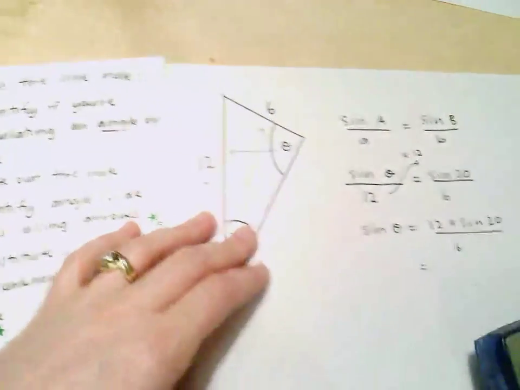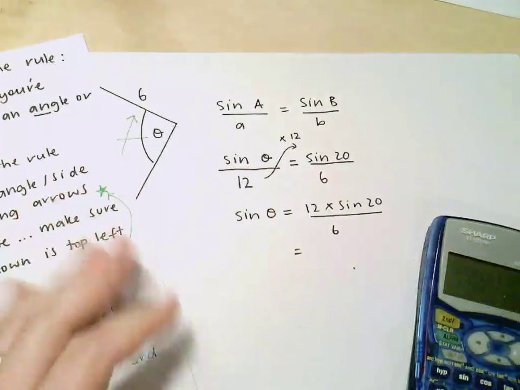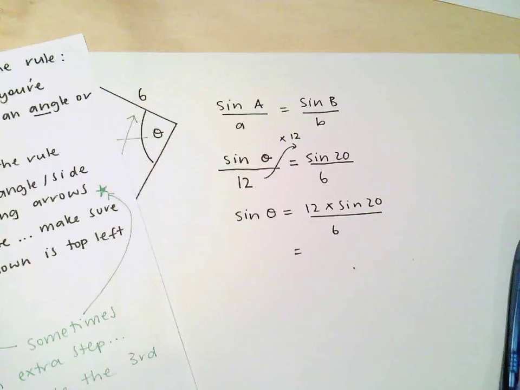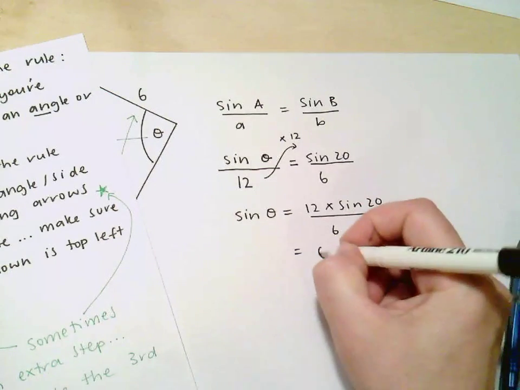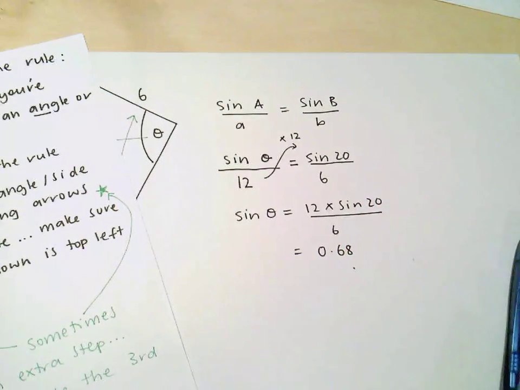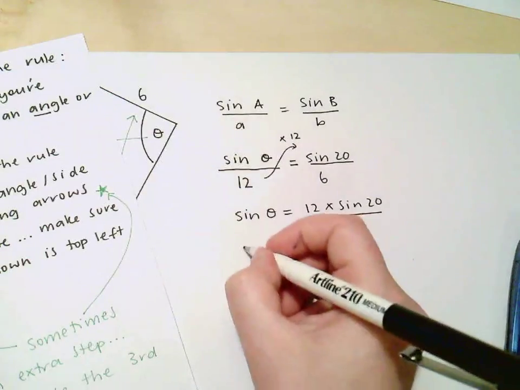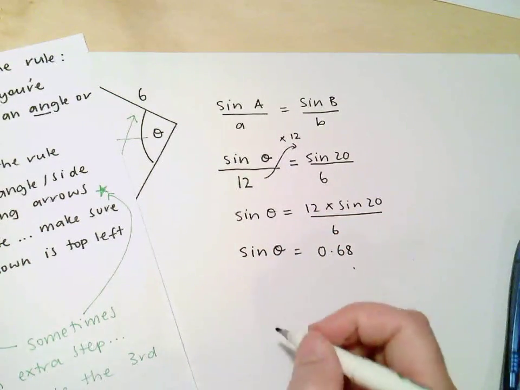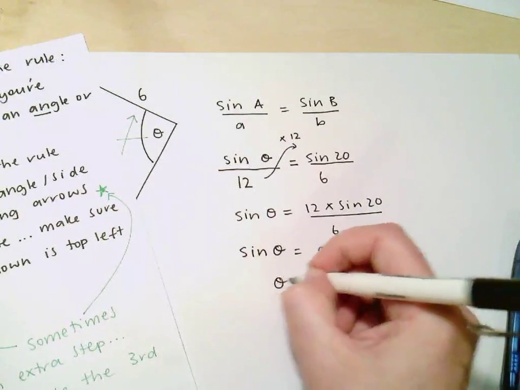So I plug that into my calculator. 12 times sine 20 divided by 6. So I get 0.68 there. Now remember, at the moment this is still sine theta, and of course I need to get theta. So I just do that the normal way.